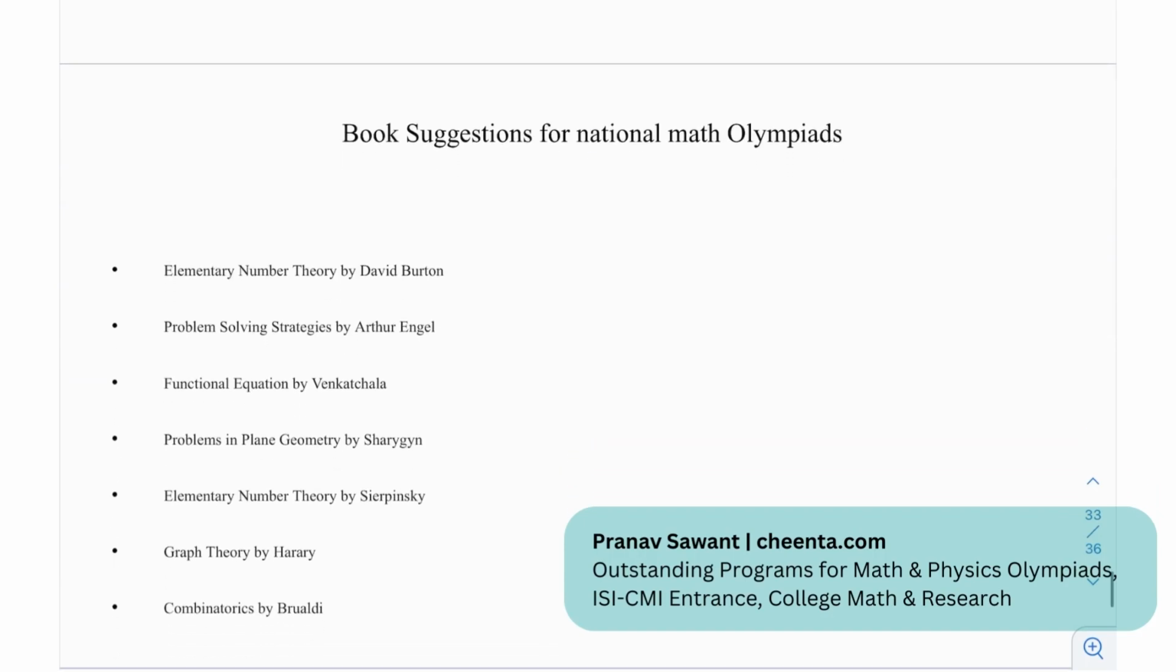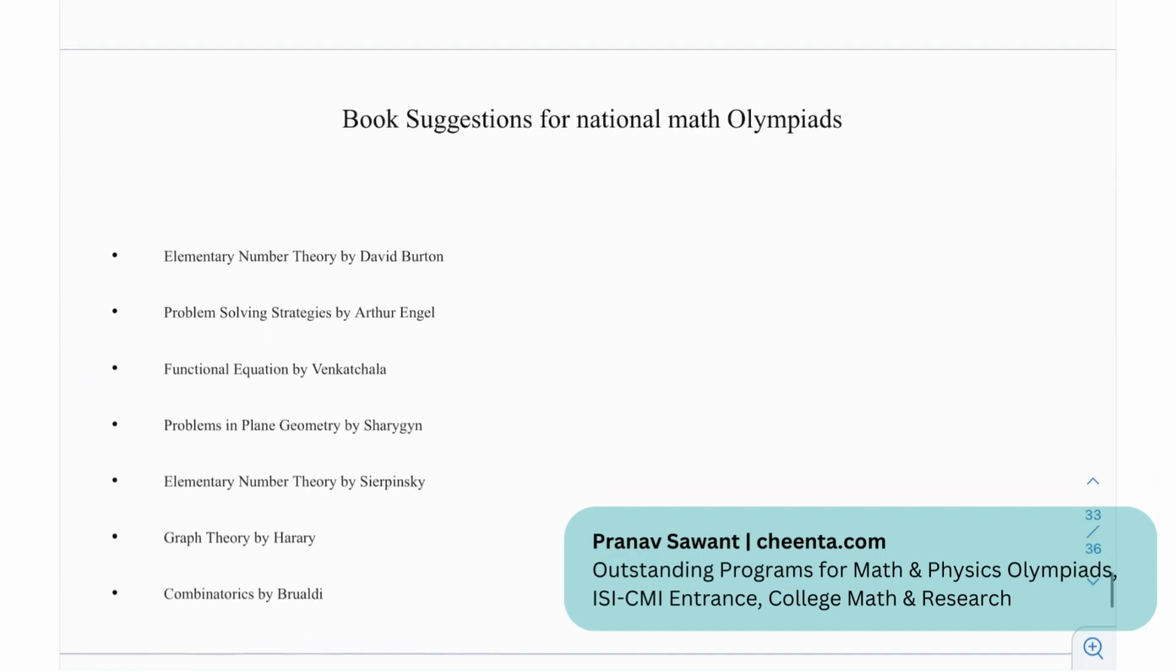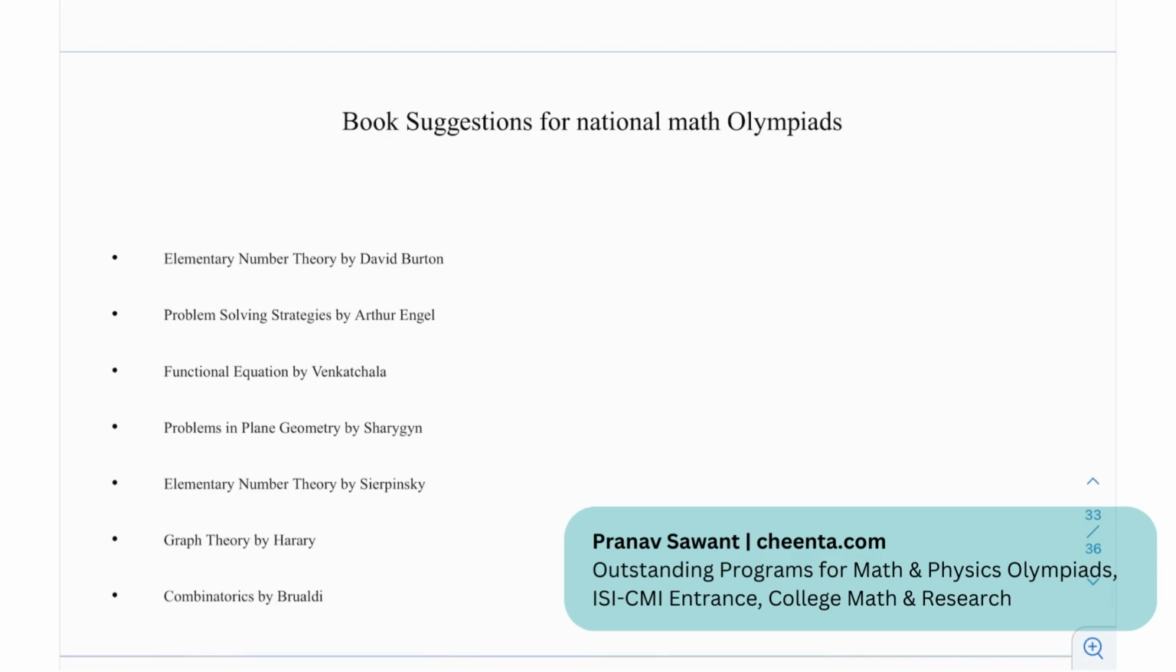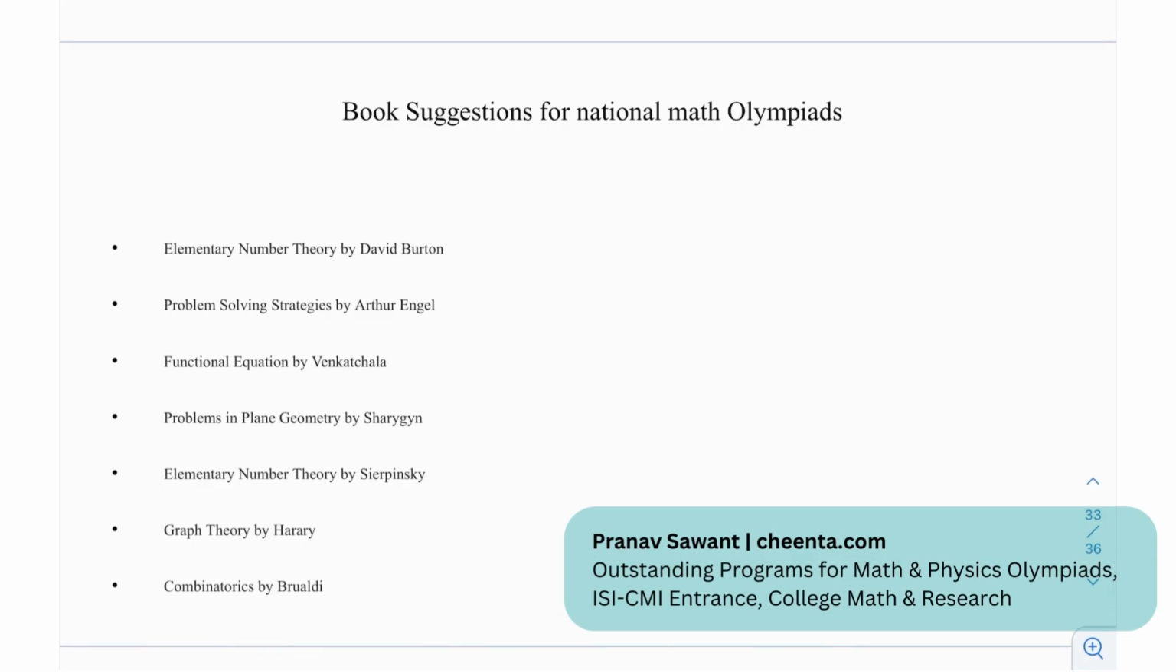Okay, so moving on, we have some book suggestions for National Mathematical Olympiads: Elementary Number Theory by David Burton, Problem Solving Strategies by Arthur Engel, Functional Equations by Venkatachala, Problems in Plane Geometry by Sharygin, Elementary Number Theory by Sierpinski, Graph Theory by Harary, and Combinatorics by Brualdi.